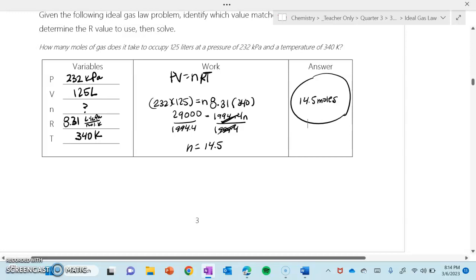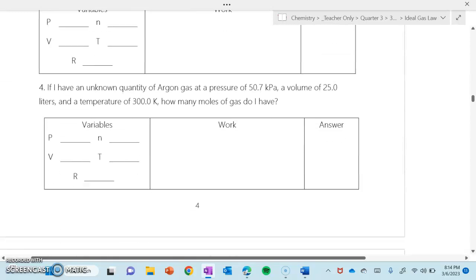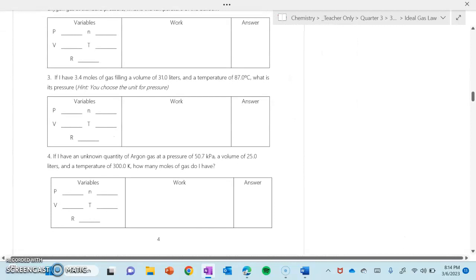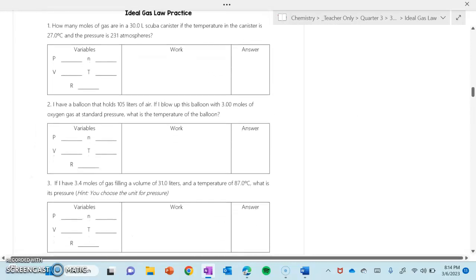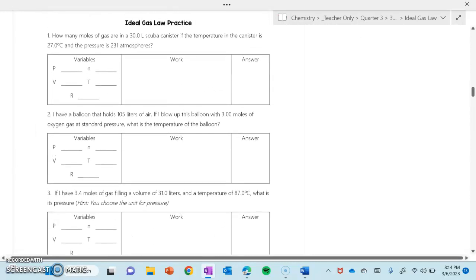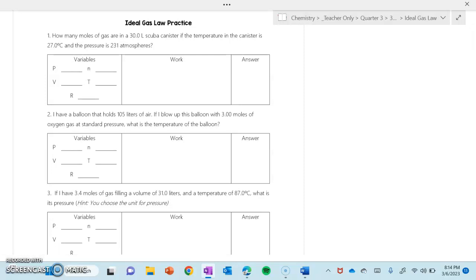14.5 moles. You have a few problems to practice this with on page 4. Following the same process, just make sure you are using the units that are allowed and then finding the correct R value. Write them on this left side for variables, plug them in, and solve for the correct answer.